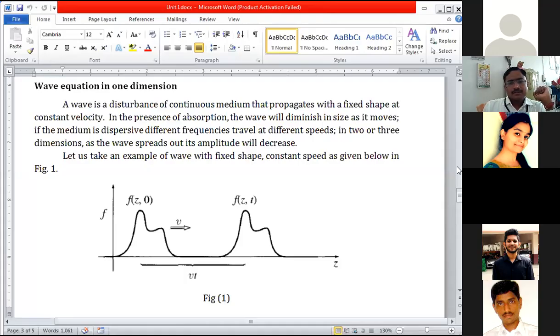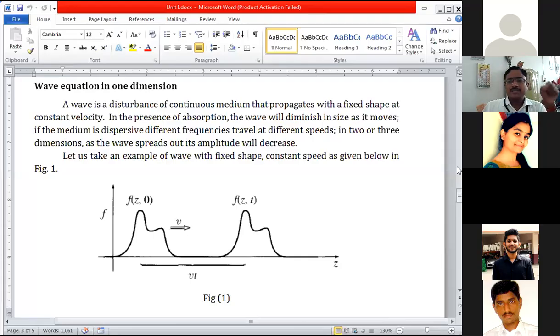Whereas, if the particles of the medium oscillate perpendicular to the direction of propagation of a wave, then that wave is called a transverse wave. See, a wave is nothing but an oscillatory disturbance of the medium. When this oscillatory disturbance happens, the particles of the medium can oscillate either in the direction of the wave or in a direction perpendicular to the wave.